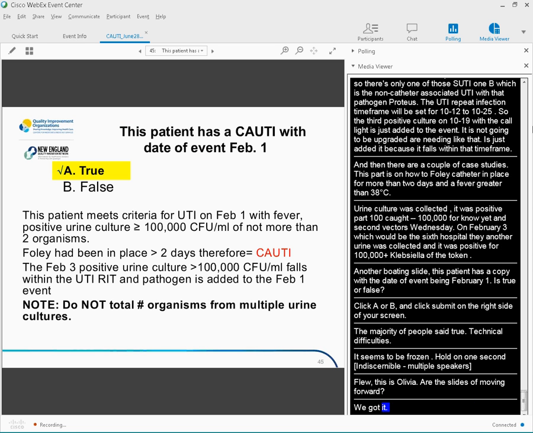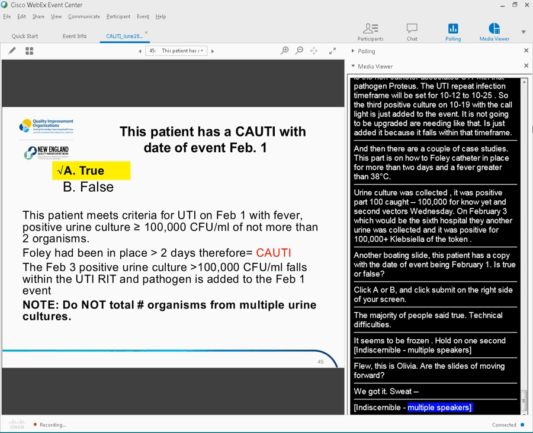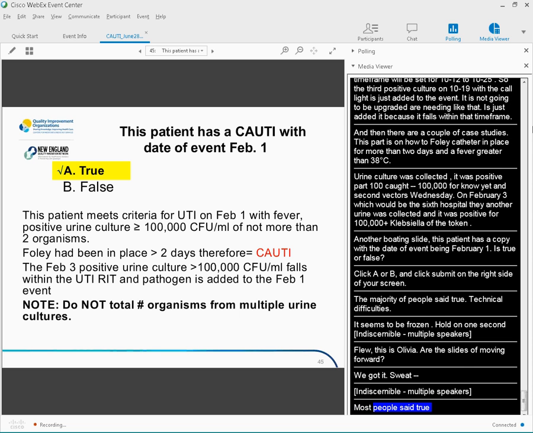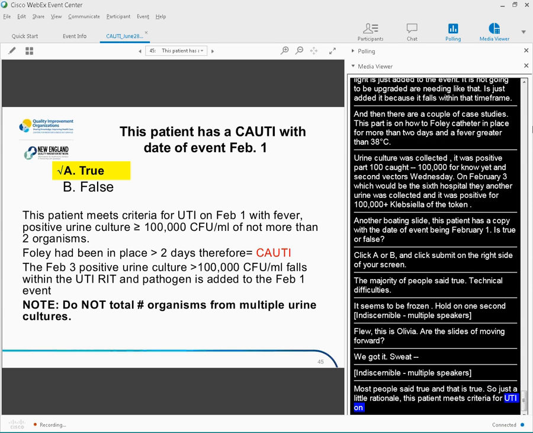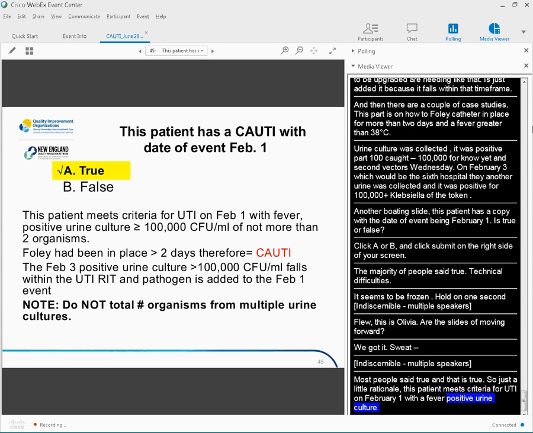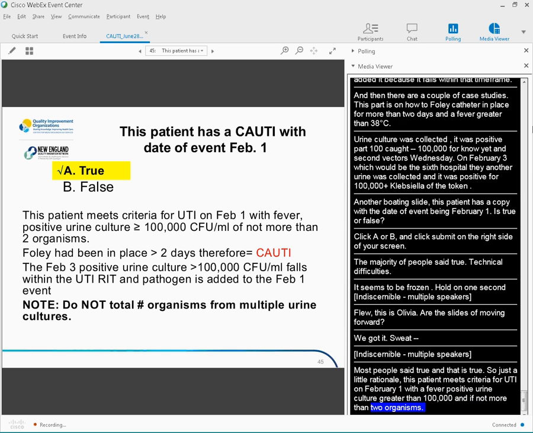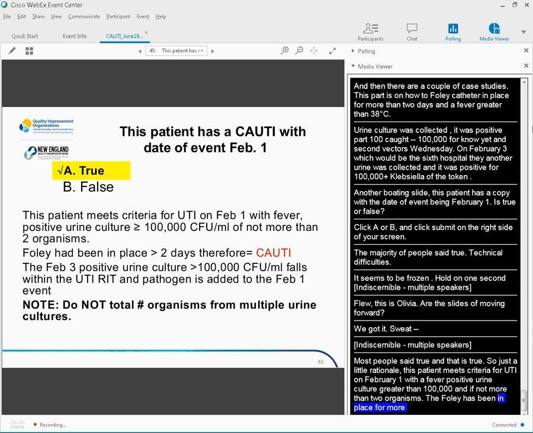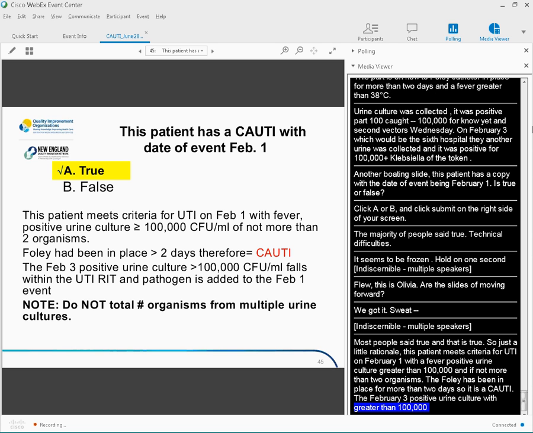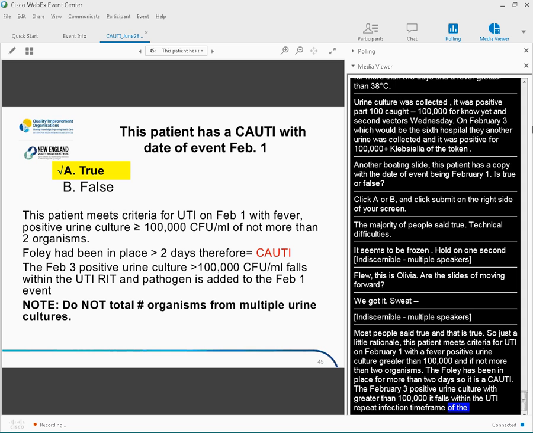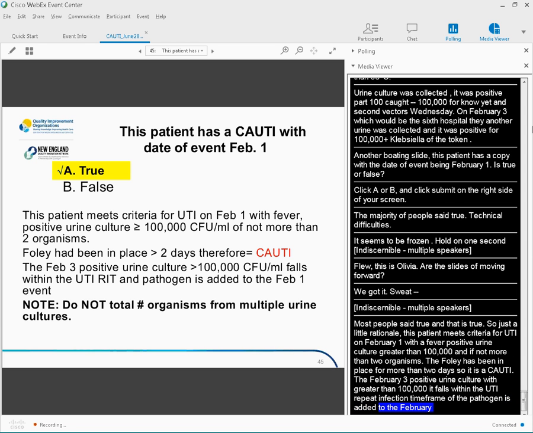Okay, so we noted most people said true, and that is true. So just a little rationale. This patient meets criteria for UTI on February 1st with a fever, positive urine culture greater than 100,000, and there's not more than 2 organisms. The Foley's been in place for more than 2 days, so it is a CAUTI. The February 3rd positive urine culture with greater than 100,000 falls within the UTI repeat infection time frame, so the pathogen is added to the February 1st event. And just a note, do not total the number of organisms from the multiple cultures.